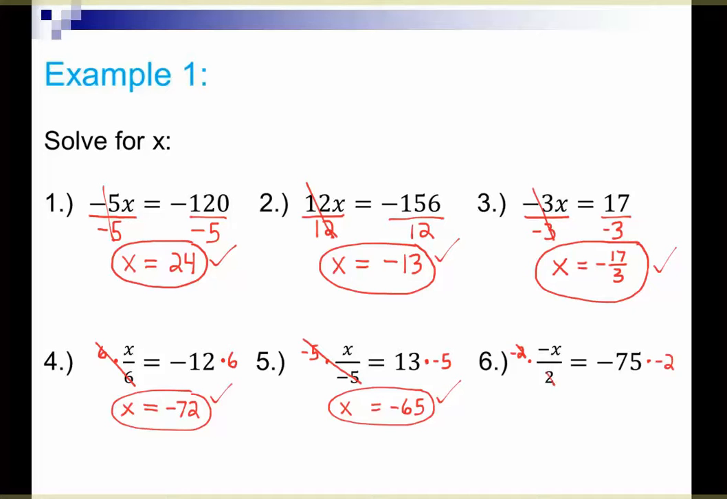The 2's cancel, and then the negative times the negative makes a positive. Those negatives cancel, and you're left with plain old x. Over here, since you're multiplying by negative 2, you go straight to the final answer. Negative 75 times negative 2 is positive 150. So I just showed you two different ways to do that problem. Either way is totally fine.